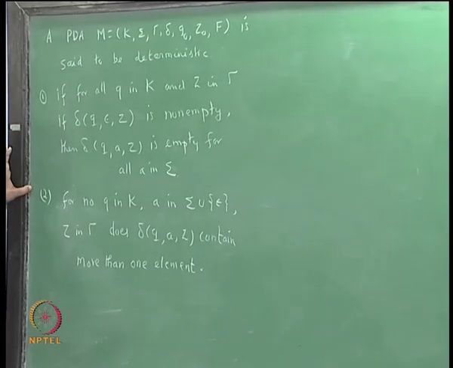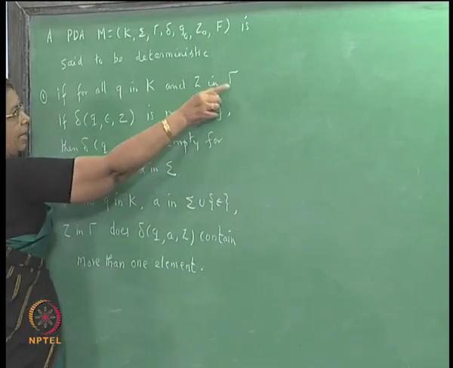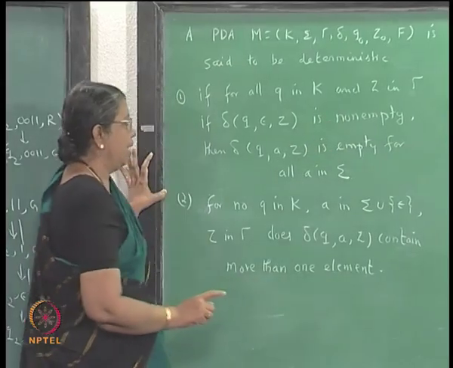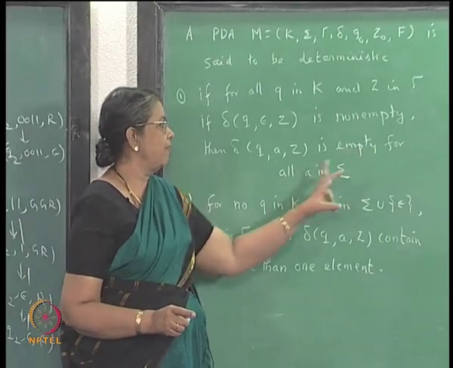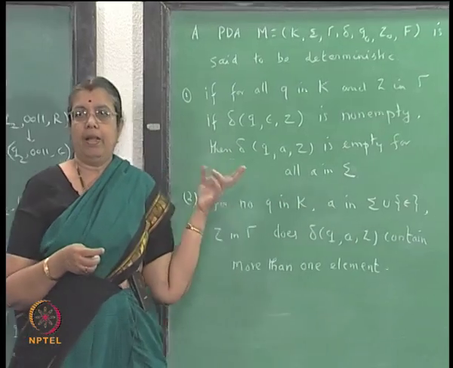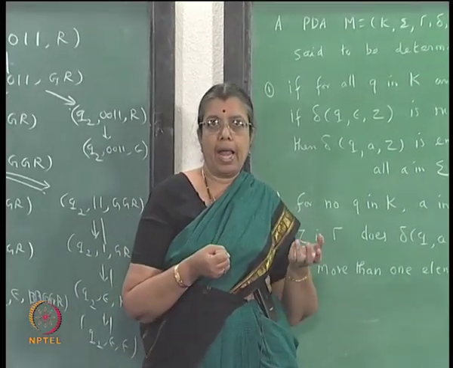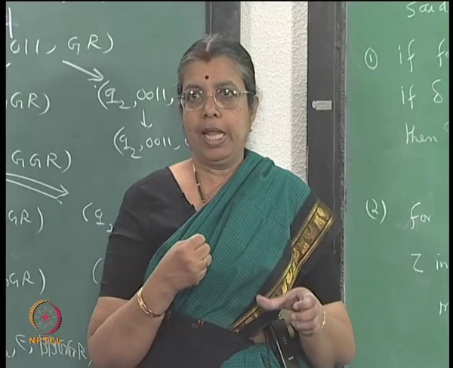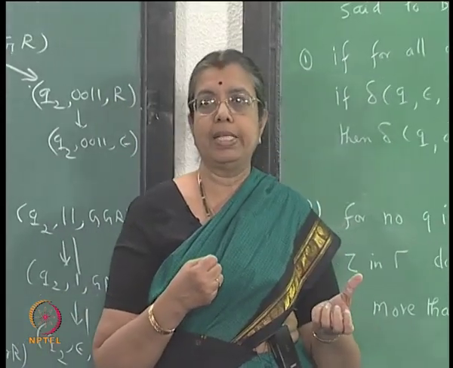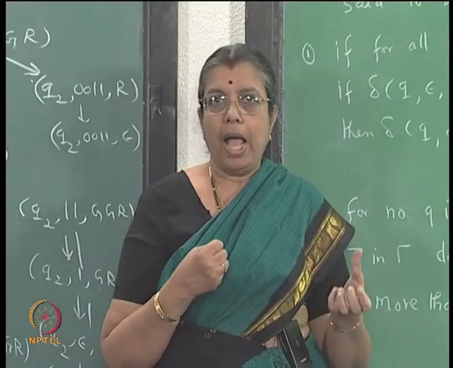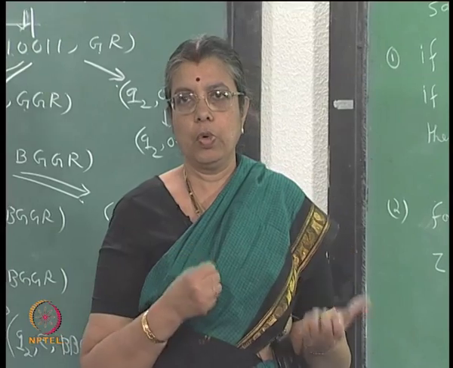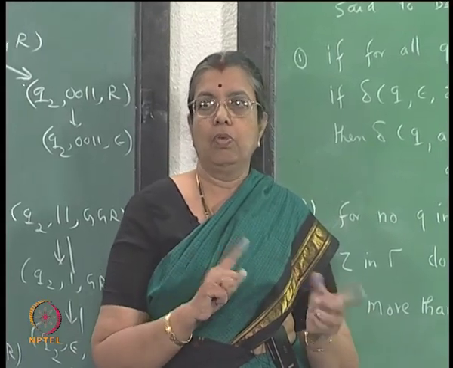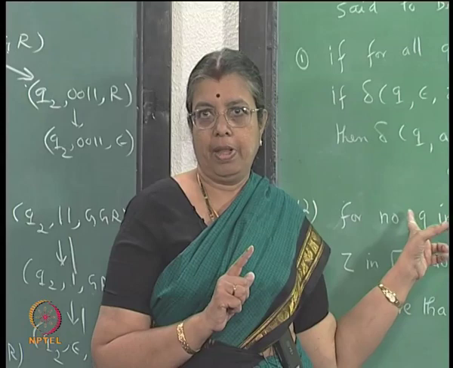What does the first one mean? For all q in K and Z in Gamma, if delta of q, epsilon, Z is non-empty, then delta of q, a, Z is empty for all a in Sigma. That means that for a particular state and pushdown symbol combination, q Z combination, either you use an epsilon move, when you do not read any input symbol, that is called an epsilon move, right. Either you use an epsilon move or you use a true input move, where you read a symbol. For a particular q and Z combination, you do not allow both for a deterministic pushdown automaton.